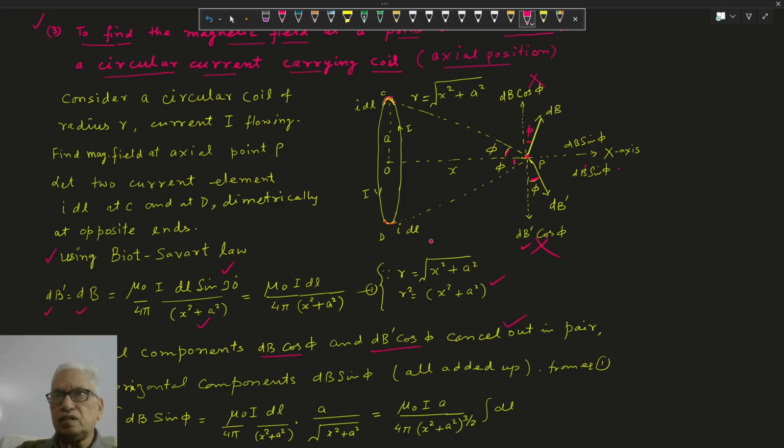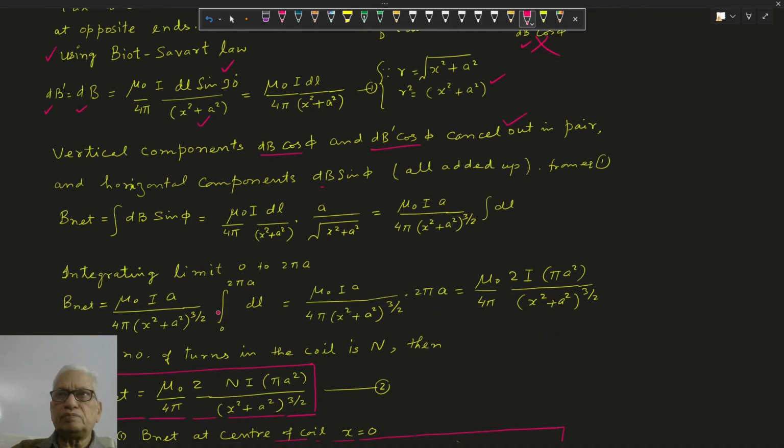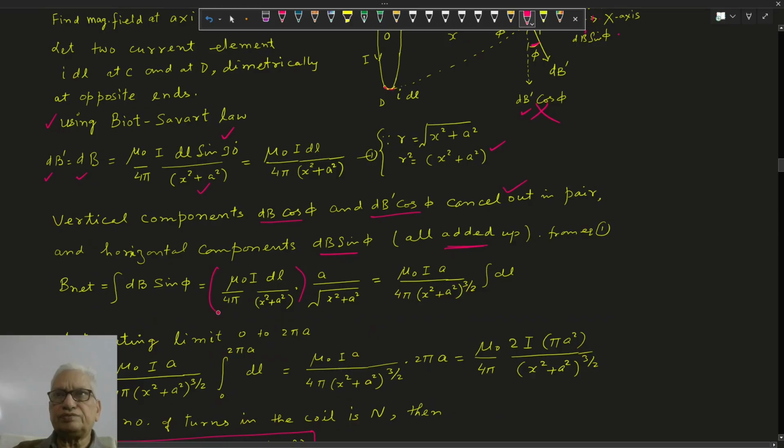There are many elemental portions. So all the cos components will cancel out and all the sin components will be added up. ये बहुत सारे हैं तो हमको इंटीग्रेशन करना पड़ेगा ना कि डबल. So the horizontal component is the integration of dB sin phi. Sin phi की वैल्यू हो जाएगी a upon under root x square plus a square. That can be written as mu naught upon 4 pi, I a upon (x square plus a square) power 1 and a half, so 3 by 2, and dl.